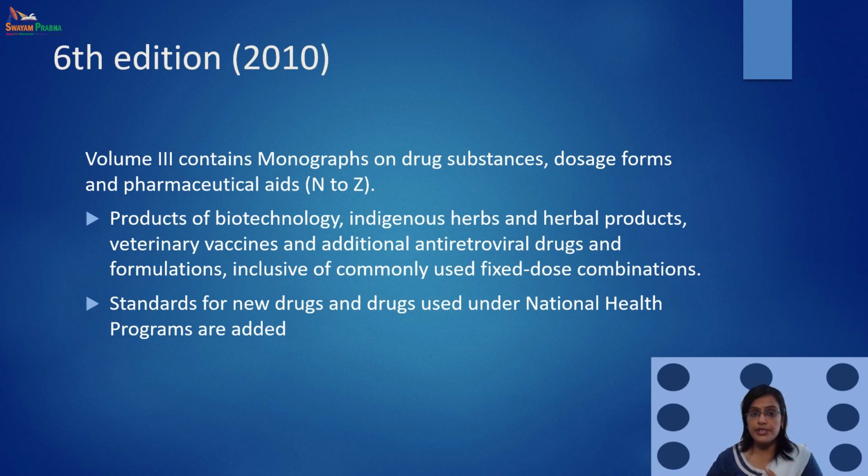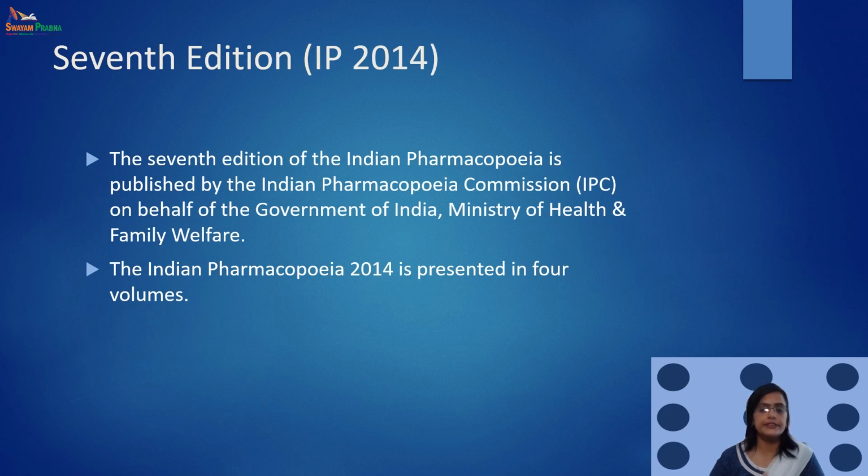In 2010, the scope of the Pharmacopoeia was extended to include the products of biotechnology, indigenous herbs and herbal products, as well as veterinary vaccines and additional antiretroviral drugs and formulations. Okay, so it was introduced in 2010 in the 6th edition of the Indian Pharmacopoeia.